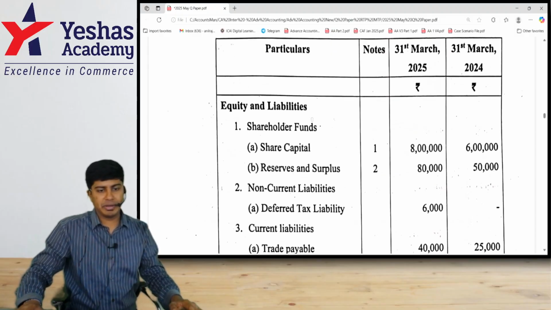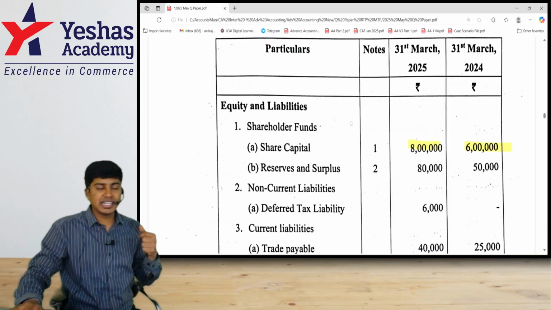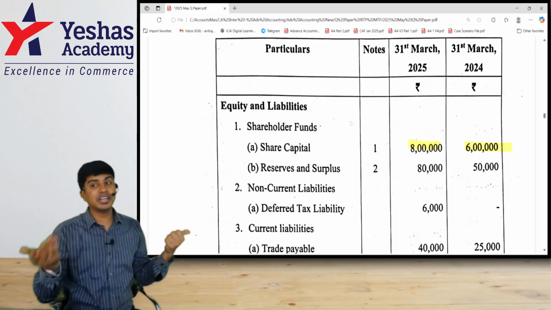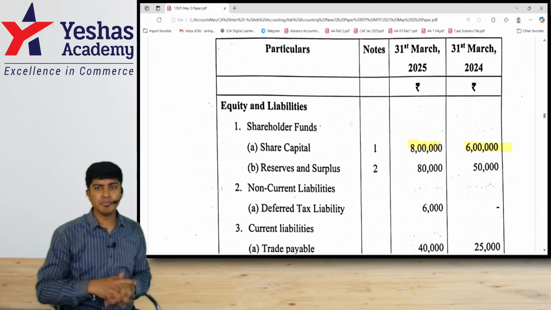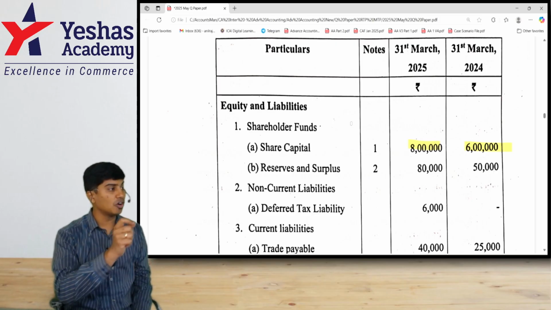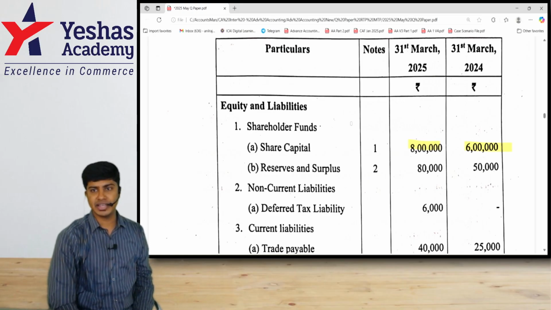We have share capital. Share capital at the beginning of the year is 6 lakh. Share capital at the end of the year is 8 lakh. So during the year, capital has increased. It can be because of shares issued for cash, it can be on conversion of debentures or preferences, or it can be for bonus issue also. If this increase in share capital is because the shares have been issued for cash consideration, then it will come as inflow from financing activities.